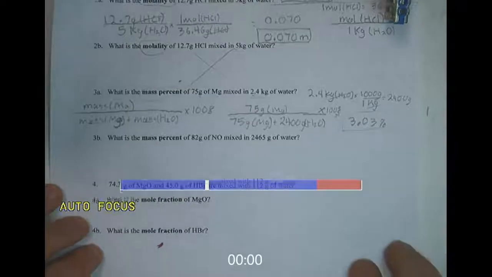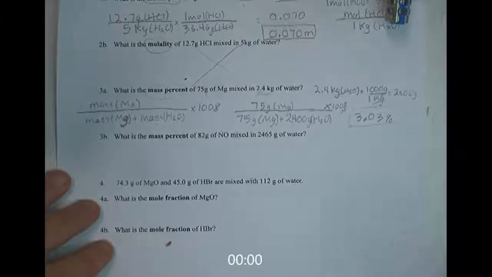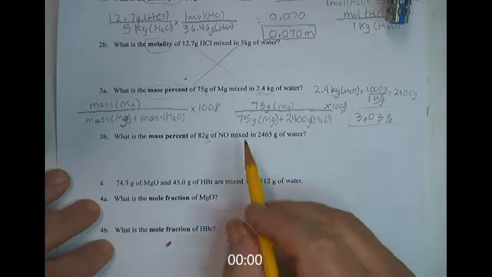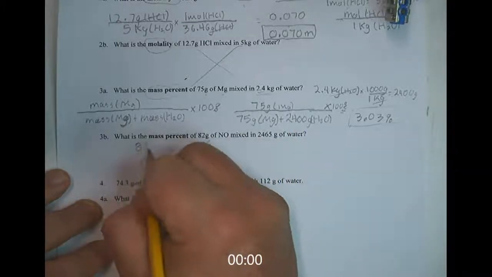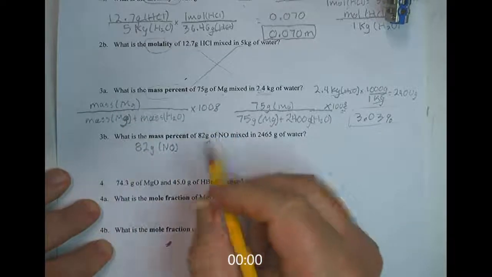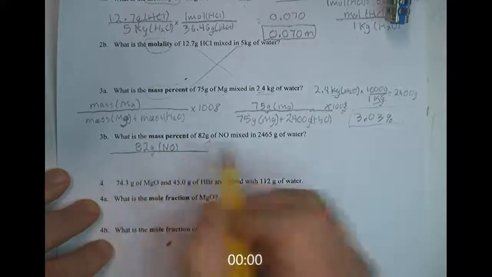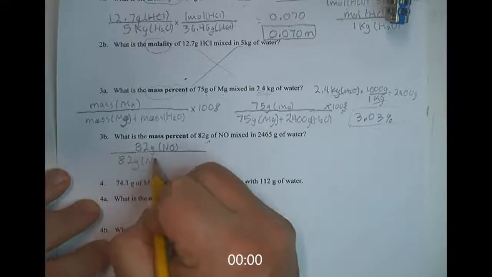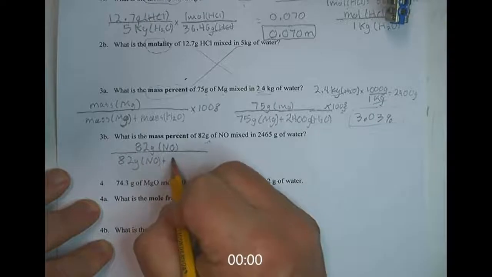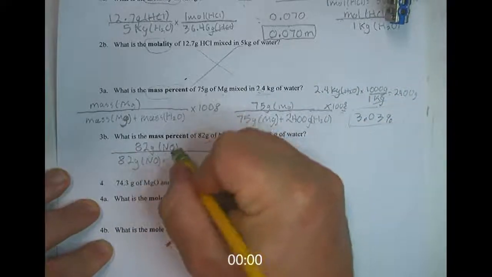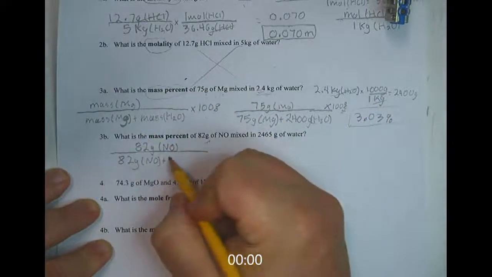Okay, next, same thing, 3B. All right, so everything here is easier. Everything's already in grams. So we're going to take the 82 grams of the nitric oxide and divide by that same mass plus H2O. Oops, put in the number. 2465 grams.